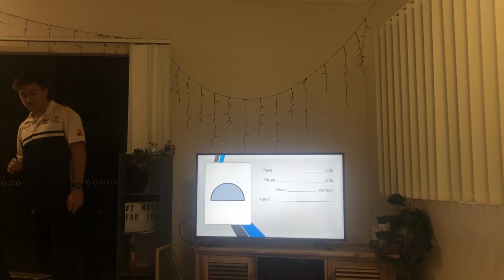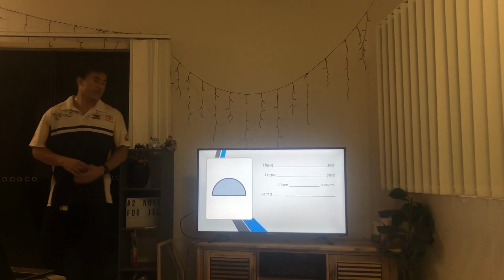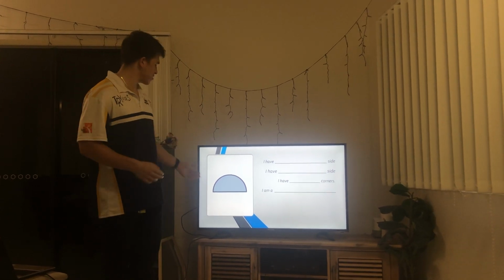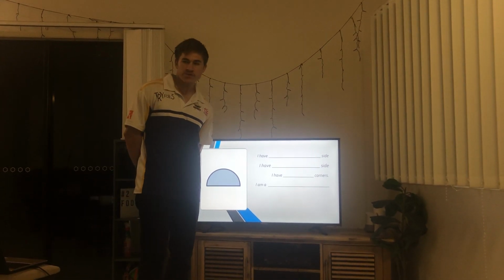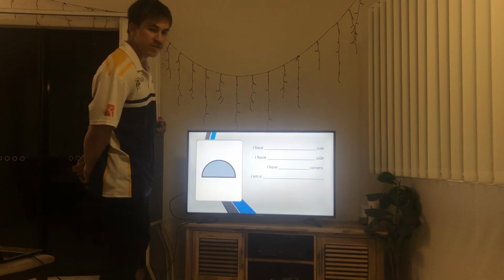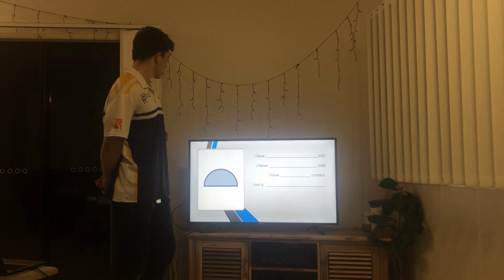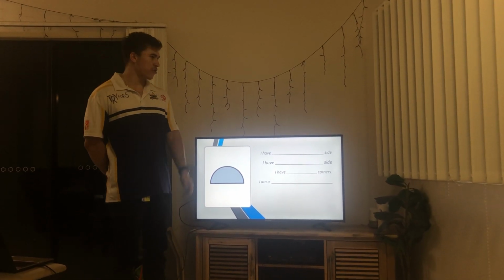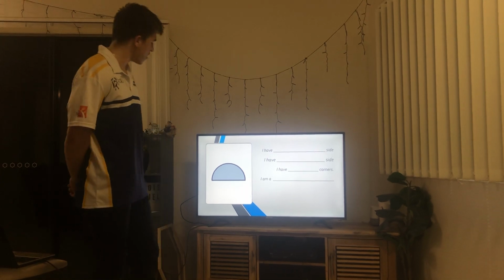Now, another one we're going to do together. This is a new shape as well we haven't touched. Looking at the shape, without telling me, hands up if you know what the shape is. Now, that's good. Some students know, some students don't know. That's alright. We'll go through it together, okay? So, what does the shape look like? It's a circle. Yep, but it's just cut in half.